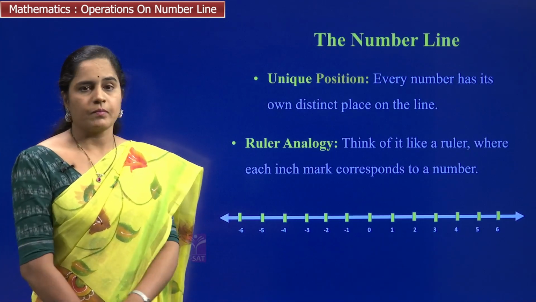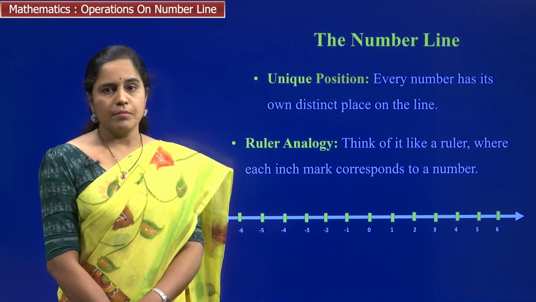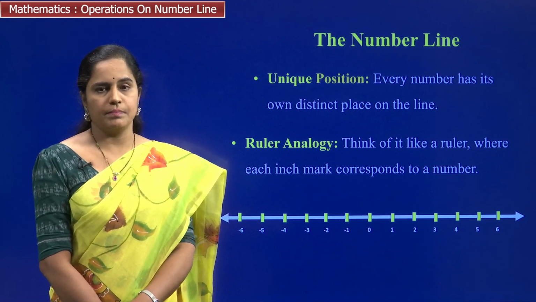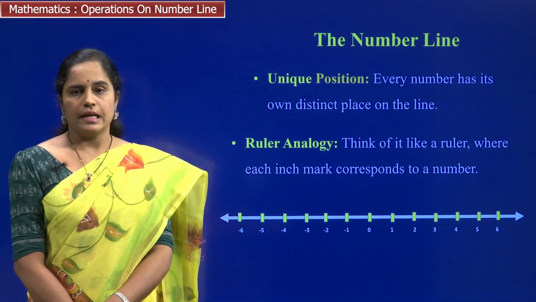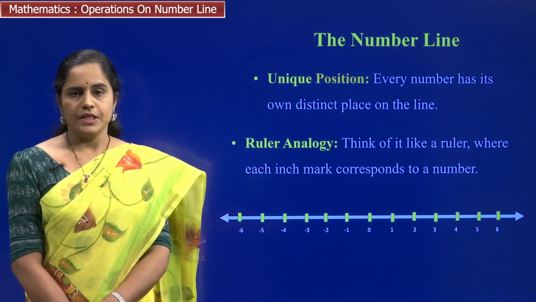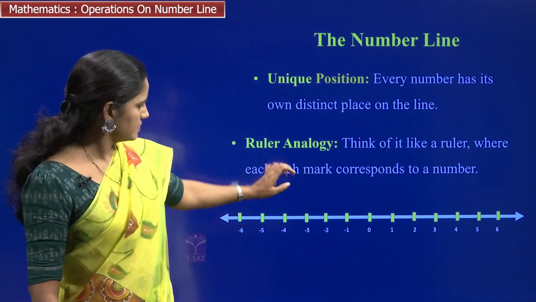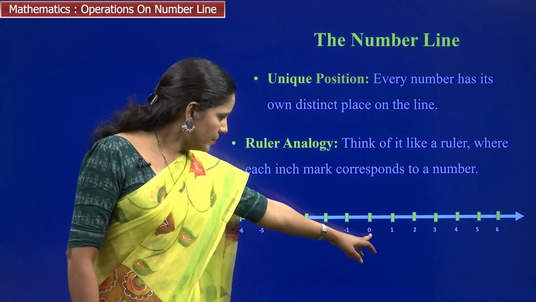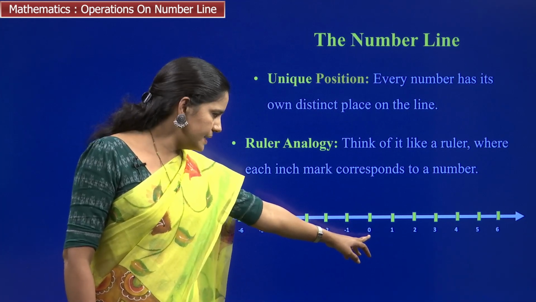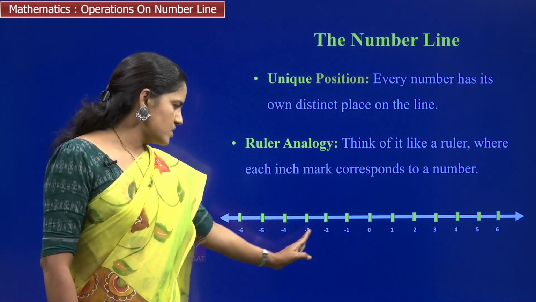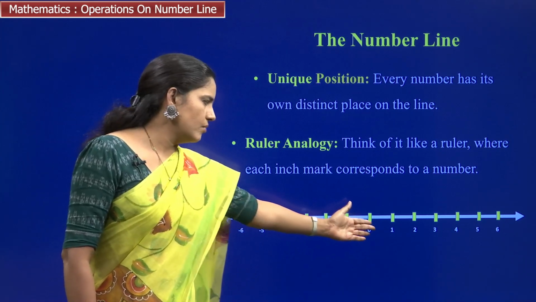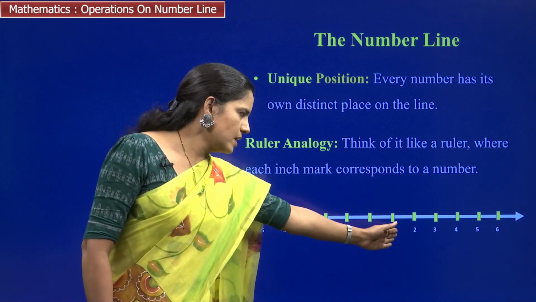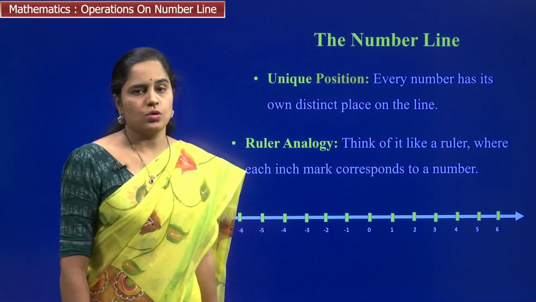On the number line, every number has a unique position. Every number has its own distinct place on the line. Think of it like a ruler where each inch mark corresponds to a number. In the middle is the origin, 0, and on the left side -1, -2, -3, -4, -5, -6 and so on, and on the right side 1, 2, 3, 4, 5, 6 and so on.